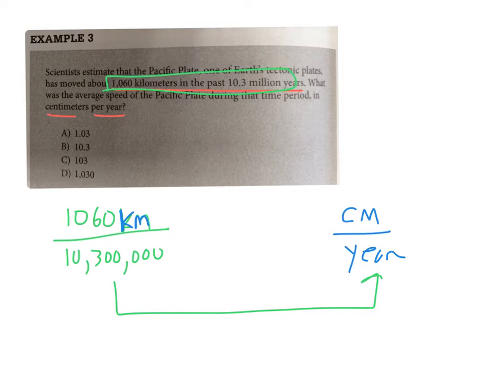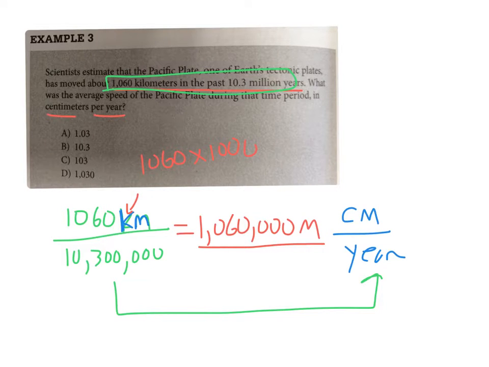Now, the prefix kilo means 1,000. So how many meters is 1,060 kilometers? If I take 1,060 and multiply it by 1,000, that's going to give me 1,060,000 meters. So this particular plate has shifted 1,060,000 meters over the 10,300,000 years. But I'm still not done converting. I have now meters.